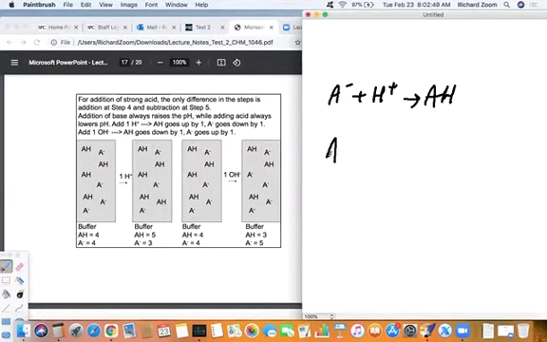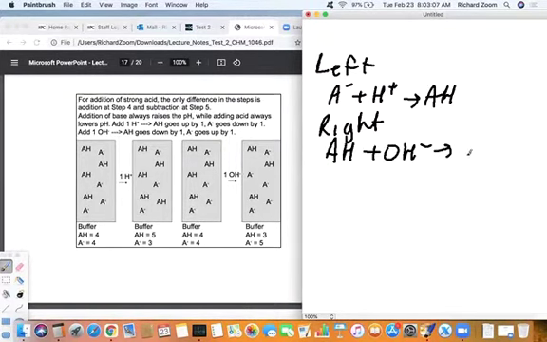And in the other case, on the right side, it's AH plus OH minus gives A minus plus H2O. So those are the two different things that are happening here, with the H plus reacting with the A minus, and the AH reacting with the OH minus. And you can see that in the case of adding the H plus, the AHs go up by 1 because we added 1 H plus, and the A minuses go down by 1.